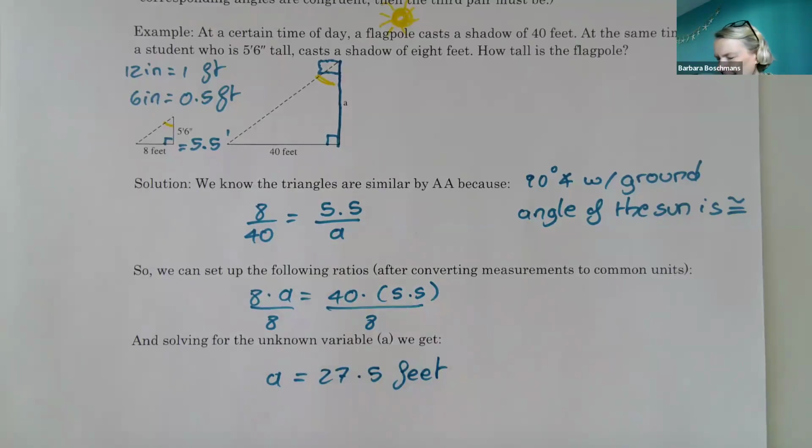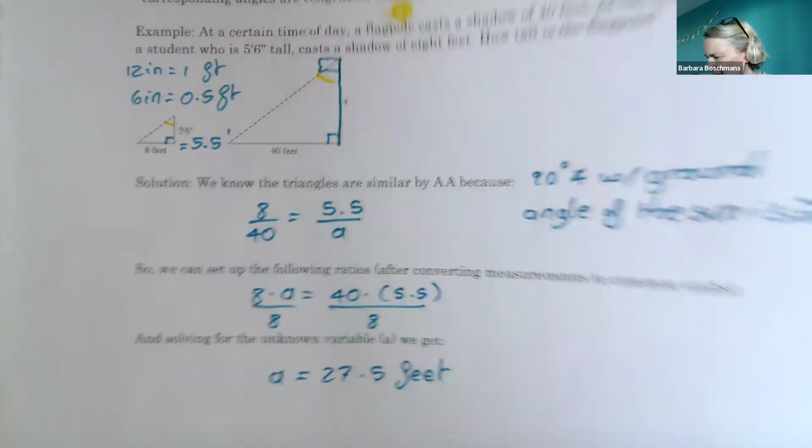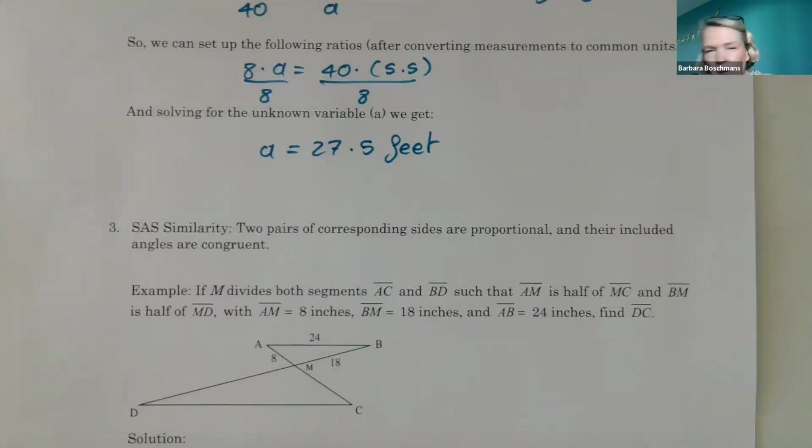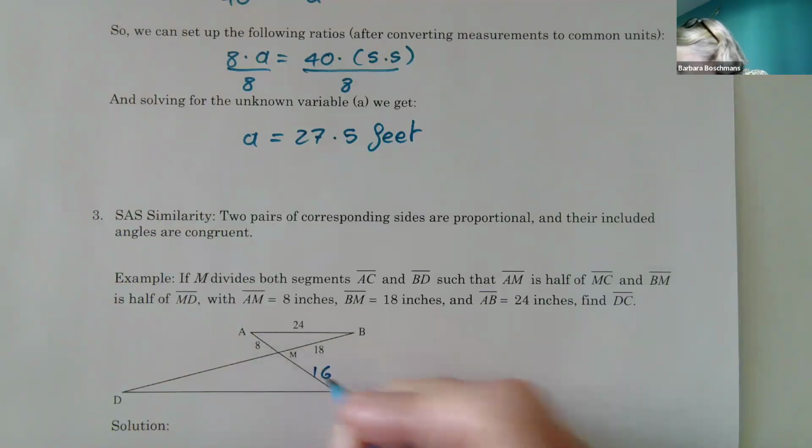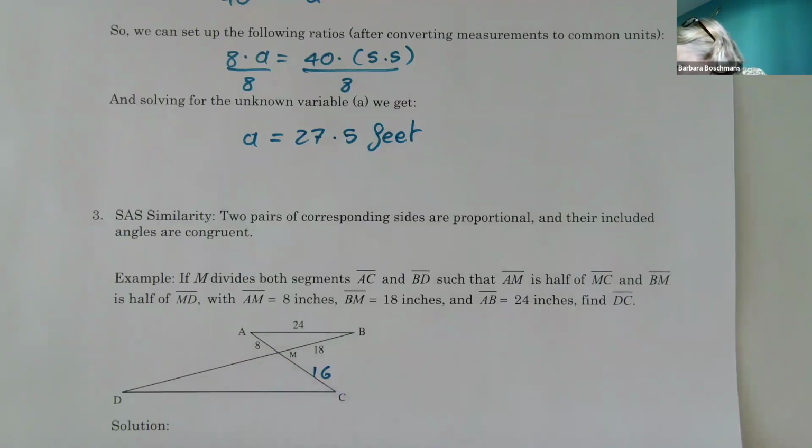The third property is side angle side. Again, the order that we write those letters in matters, so it's an angle included between two sides. And the example here is not a word problem, but it's a picture. And we have that M divides both segments A to C and B to D, such that A to M is half of MC. Well, A to M is 8. That means M to C would be 16 because 8 is half of 16. And BM is half of MD. Well, 18 is half of 36.